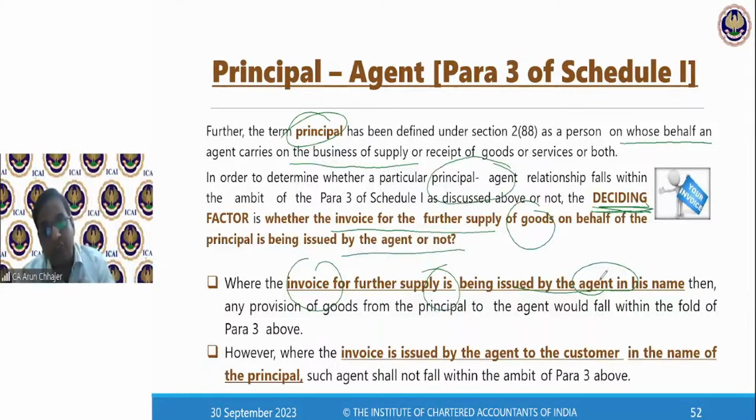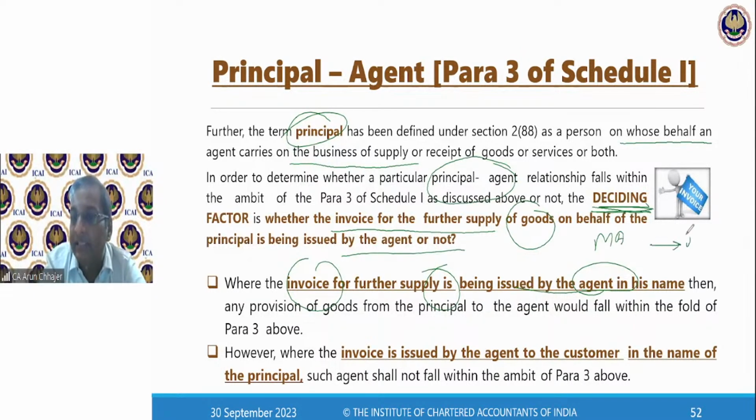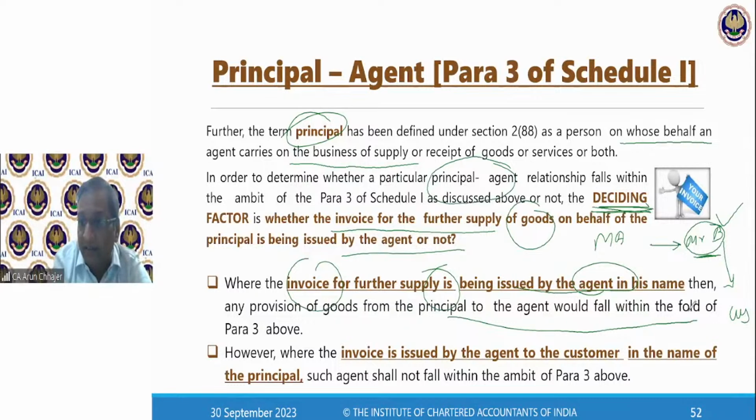So it means suppose Mr. A is a principal and Mr. B is the agent. When Mr. B makes the supply to the customer, he is issuing the tax invoice in his own name. Like he is making the invoice as if it is being sold by him only. In that case, the agent would fall in para 3 above.